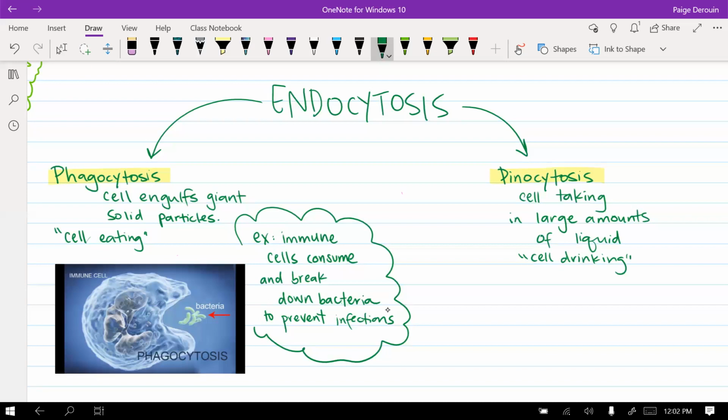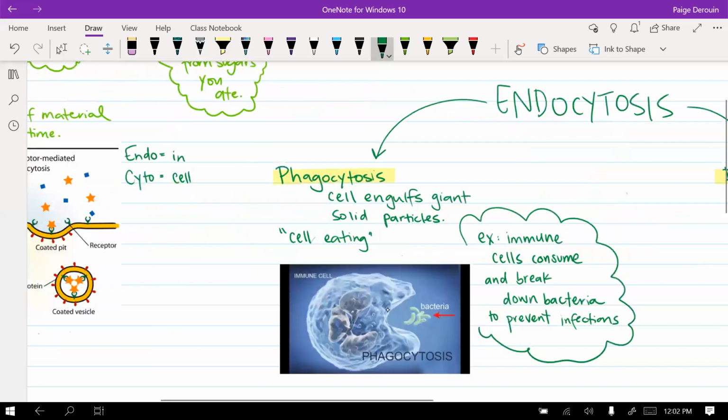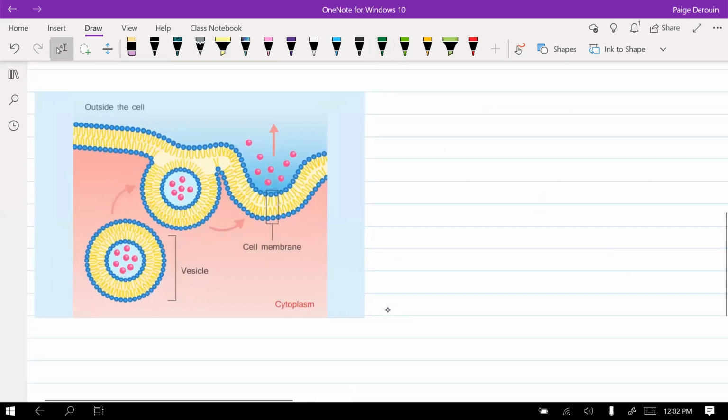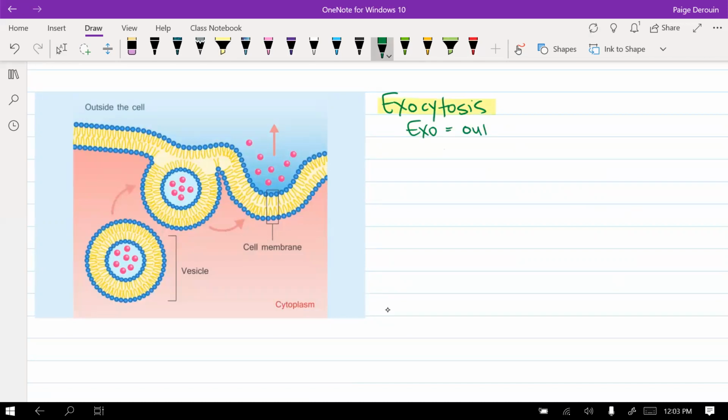All right, so now there's one other picture on here, which is down here. And this is exocytosis. And I chose a picture that was a little more zoomed in so you could see what's actually happening with the membrane. I'll just label this as exocytosis. And just like we did with endo, exo means out. So think about exit, leave. Just like I did with endocytosis, I'm going to describe this first and then I will write about it.